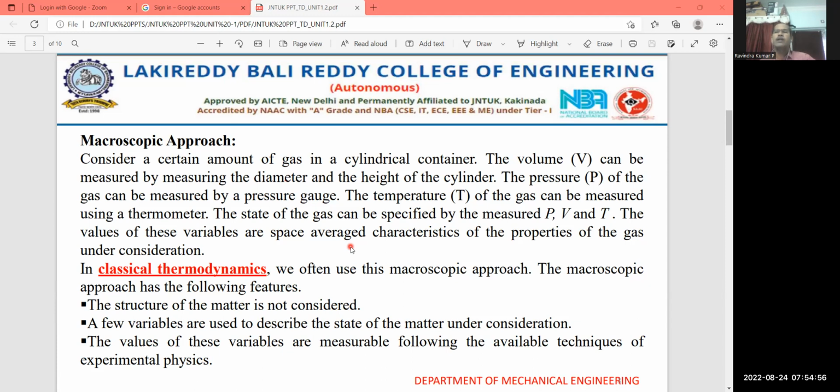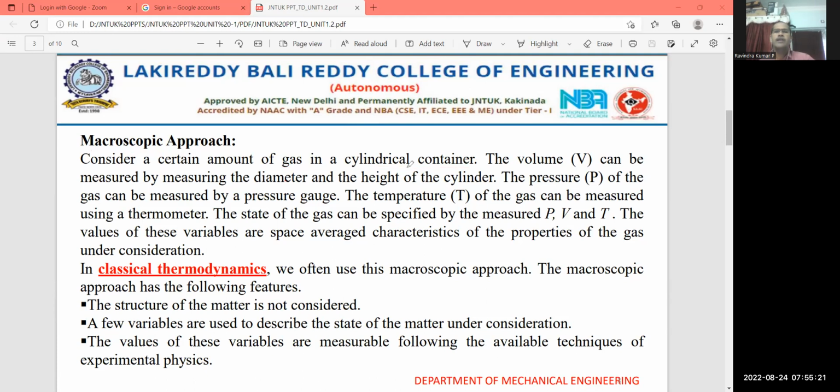That is the importance of the macroscopic approach and the microscopic approach that you are going to analyze and discuss in this particular point. Here, observe, macroscopic means consider a certain amount of a gas in a cylindrical container.